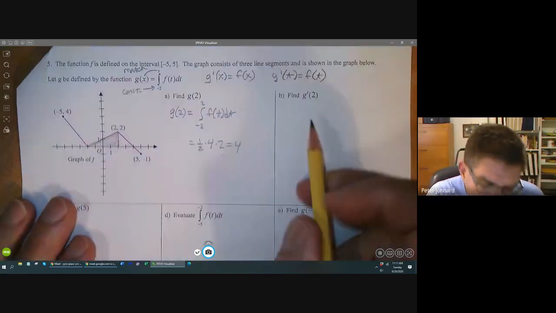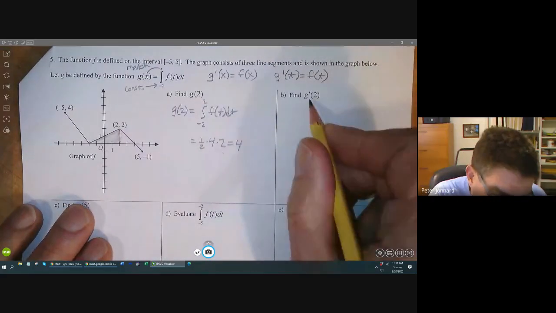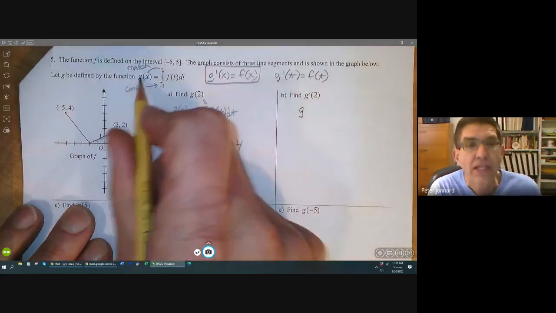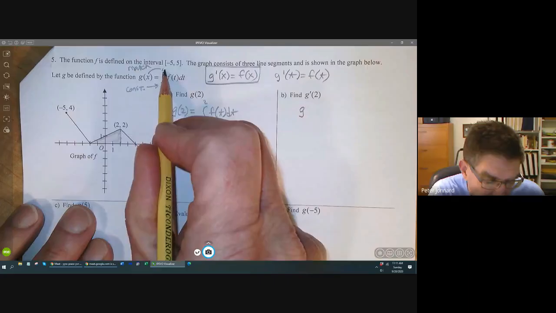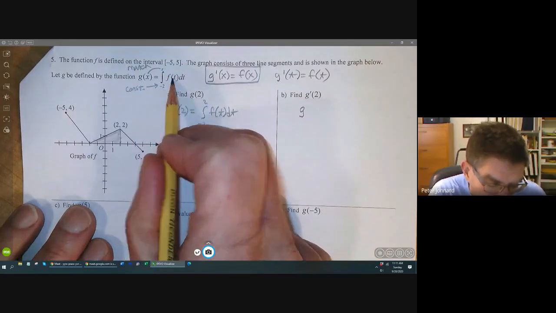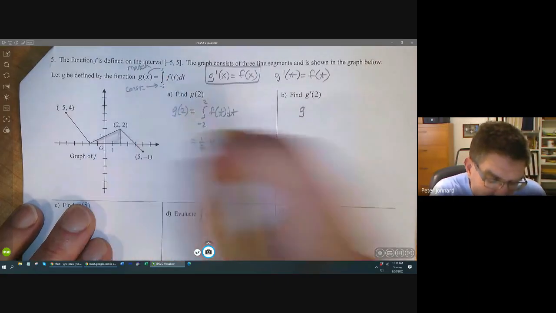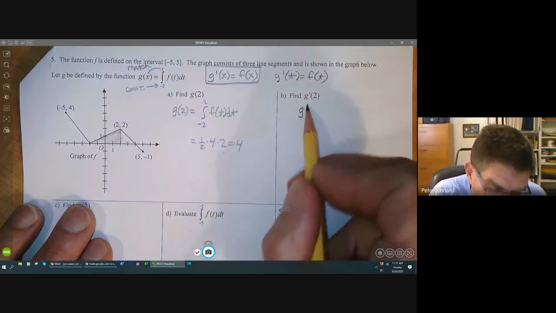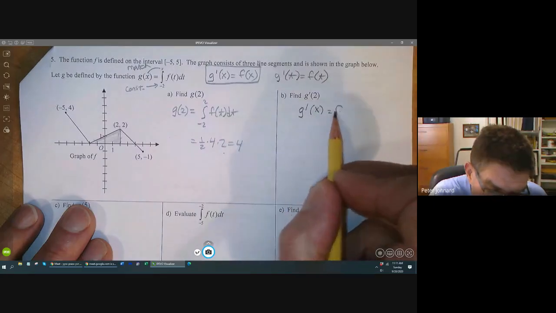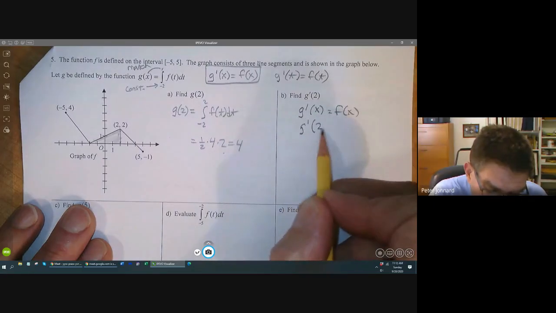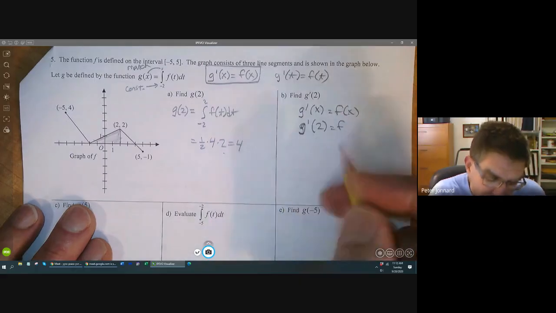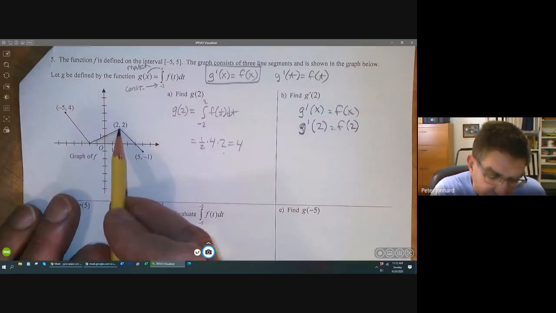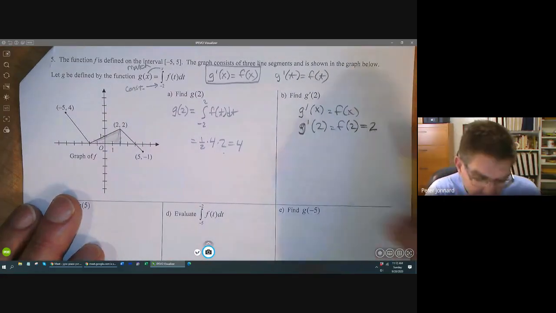The next one, g prime of 2. Fortunately we wrote this down earlier. Given that the upper bound matches the function's variable, and the lower bound is a constant, we can simply declare that the derivative of g is just equal to that original function f. And so g prime of x equals f of x. So g prime of 2 must equal f of 2. We simply need to look at this function f, and it tells us f of 2 is equal to 2. And there we have it.